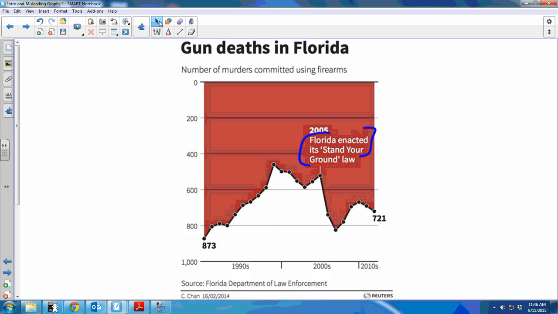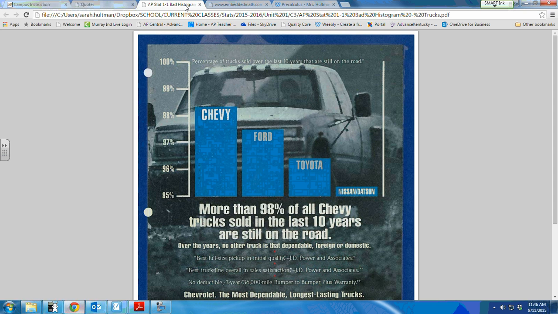And then the last one. More than 98% of all Chevy trucks sold in the last 10 years are still on the road. This was an advertisement. Yes, that looks terrible. But if you look at the scale, it's 95 to 100%. So, yes, like Nissan trucks are already at like 96%. Again, advertisers just do what they want.